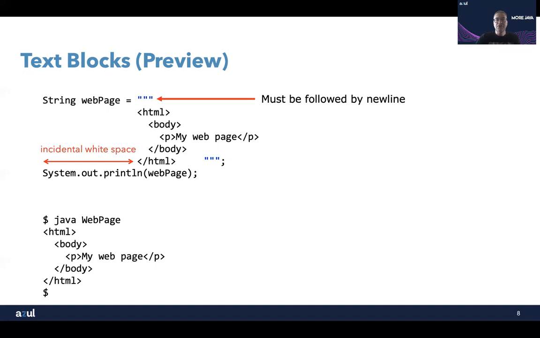Second thing to be aware of is that the 3 double quotes that you use for the opening of your text block also has to be followed immediately by a new line. You couldn't put the initial HTML tag directly after those 3 double quotes. It has to go on a new line.